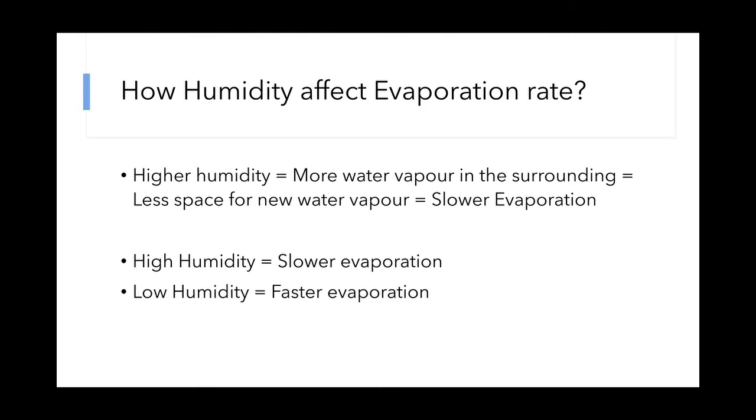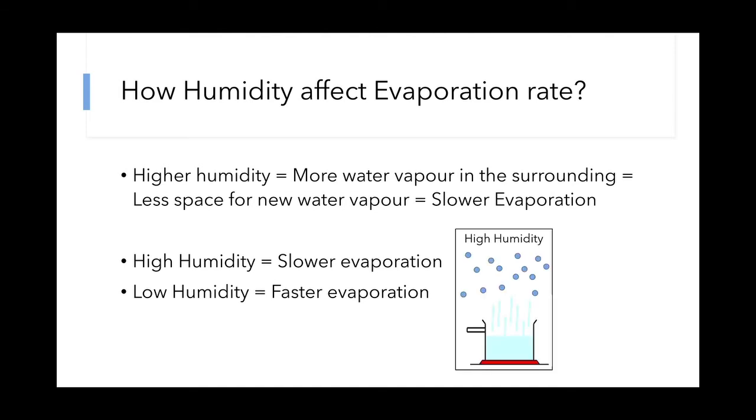Okay, I think you're still not very clear, so let's use a diagram to explain. So this is water that is placed in a place that is highly humid. That means there's a lot of water vapor around it. So now the water wants to release water vapor into the surrounding, but it is very difficult for it because there's not much space.